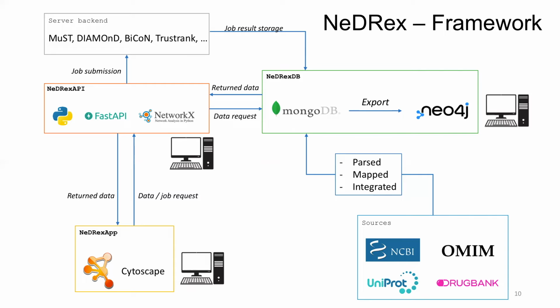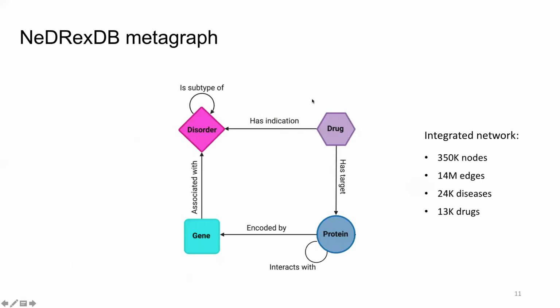These networks can be accessed and explored via three means: the NeDRex app, the NeDRex API, and the Neo4j endpoint to the NeDRex DB. We integrated 10 different data sources covering genes, proteins, drugs, drug targets, disease annotations, and their relationships, resulting in an integrated network with 350,000 nodes and about 14 million edges. The metagraph shown here illustrates different types of integrated relationships between different node types, which are used for algorithms in the NeDRex platform and can be imported into the NeDRex app.